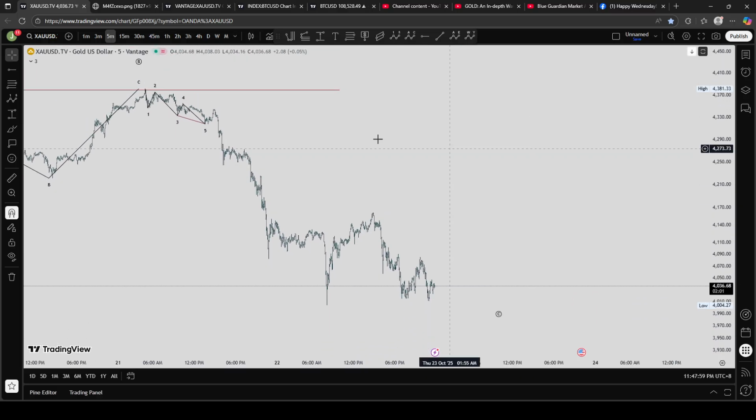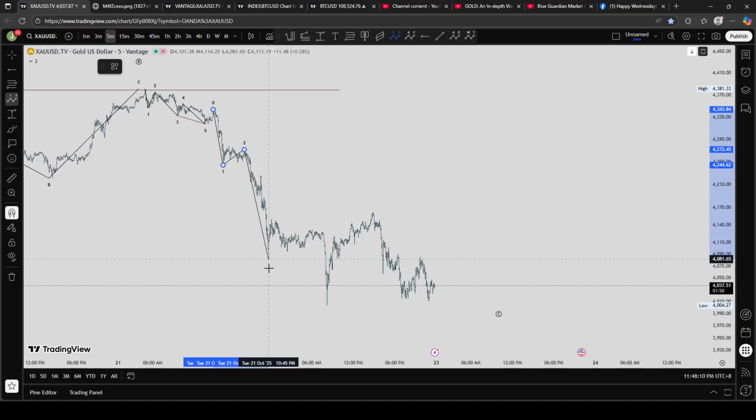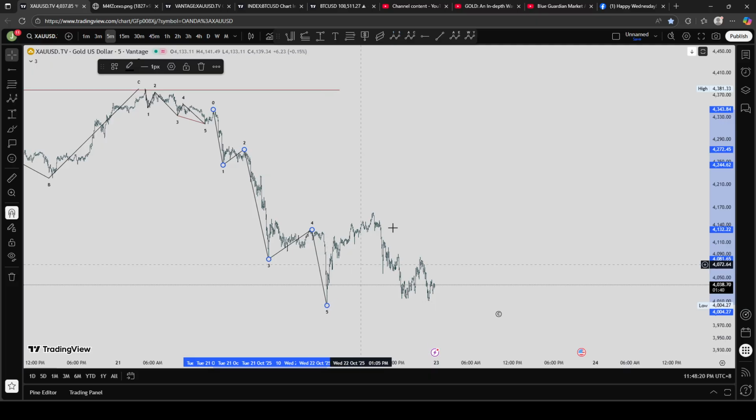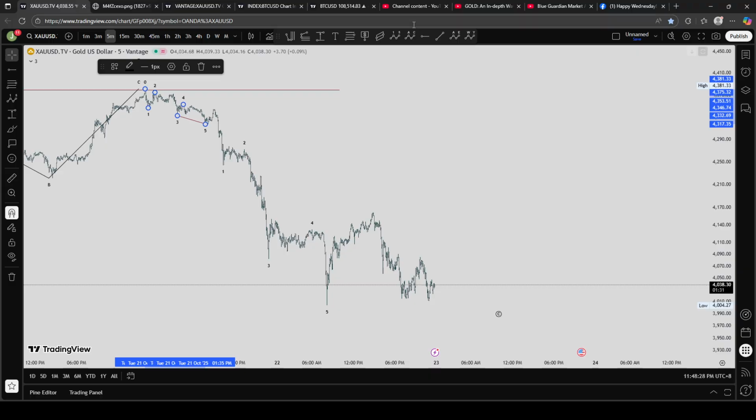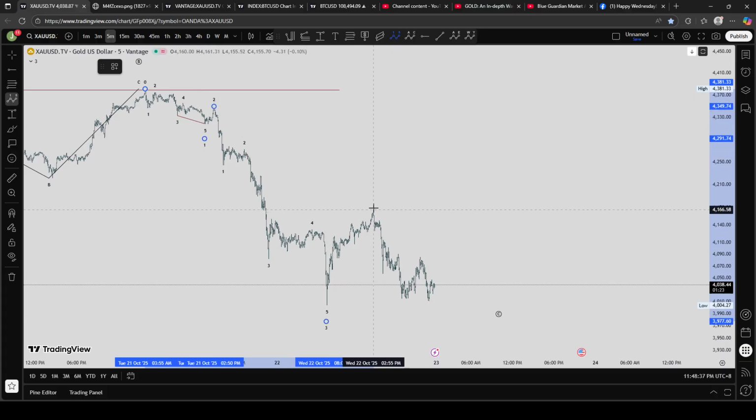So what will be the next? The internal waves of the third wave. We have here the wave 1, then 2, 3, and then we can consider this as a triangle or a WXY, and then we have here the wave 5. So the internal waves of the wave 1 is completed. So let me label this as our wave 1. Wave 1, I'll change the degree later. Wave 3, 4, and then 5.